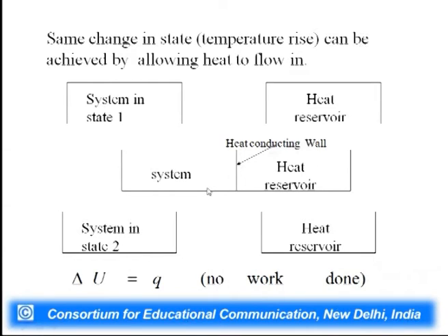Now, you see here that we change the system by allowing heat to flow from the heat reservoir to the system. In this case, work was not done, but there is an increase in the temperature, and that is what we say is a change in state. In that case, delta U is given by Q when no work is done. So, in the first case, when there was no heat involved, we got the equation delta U is equal to W. In this case, when there was no work done, delta U is equal to Q.